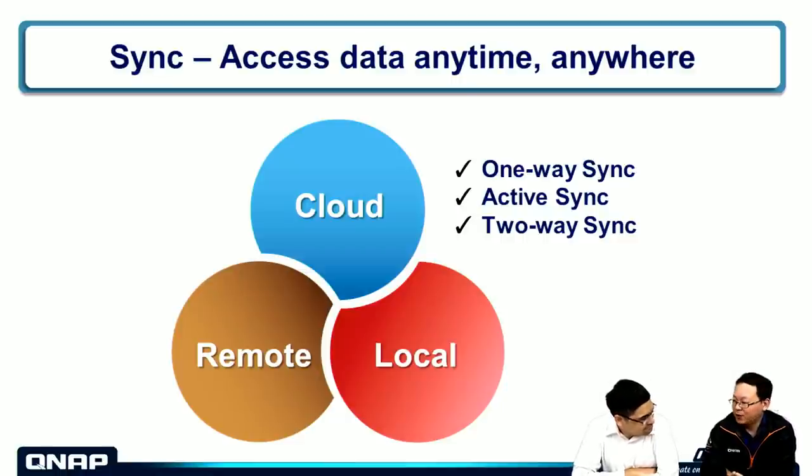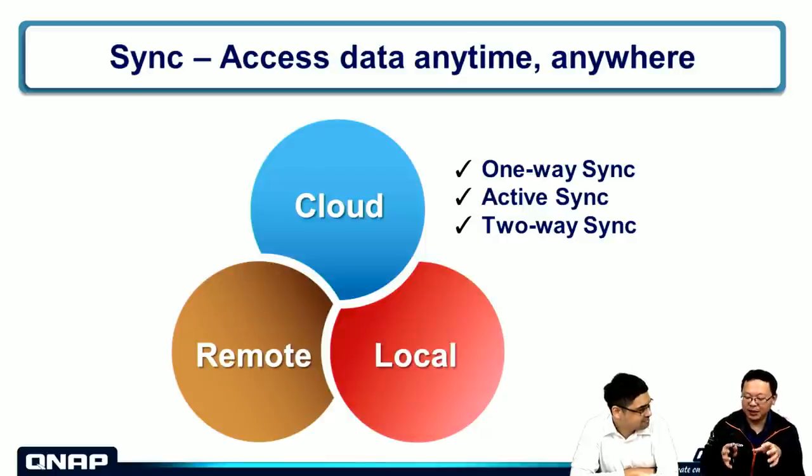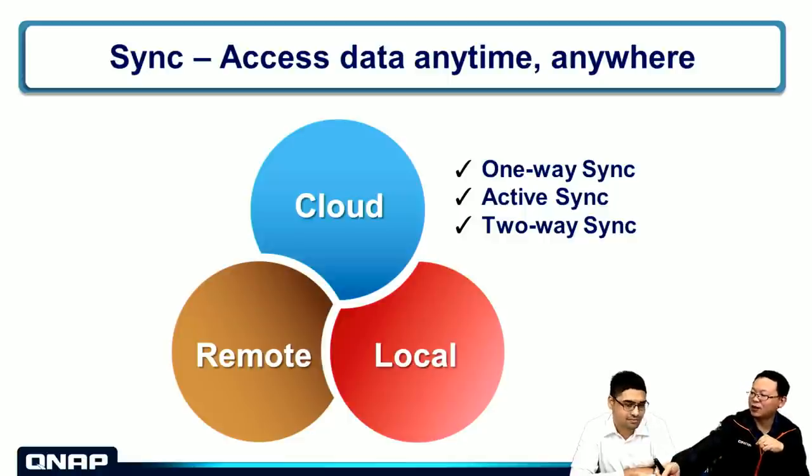Okay. For synchronization, synchronization means if I want to copy or move a file to a remote site, but I want to see or use the file immediately. I don't want to restore. So we can choose the synchronization mode. In Hybrid Backup Sync, we support three kinds of sync modes. The first one is one-way sync. That means just one way to the remote target. Active sync, that means we can actively sync the file from the remote site. And also two-way sync, that's a sync between two sites.